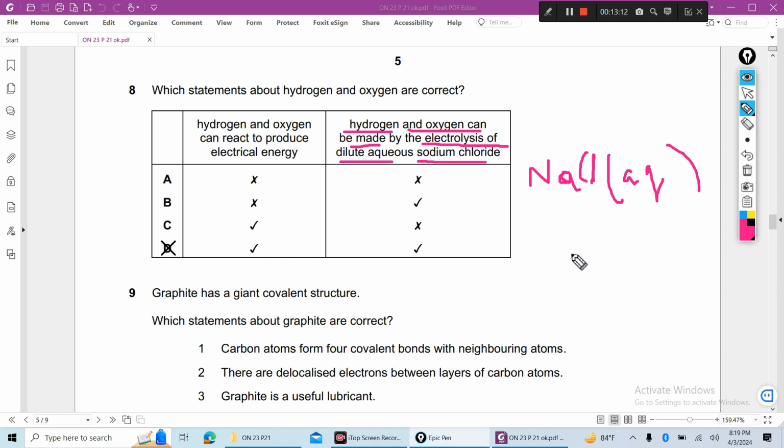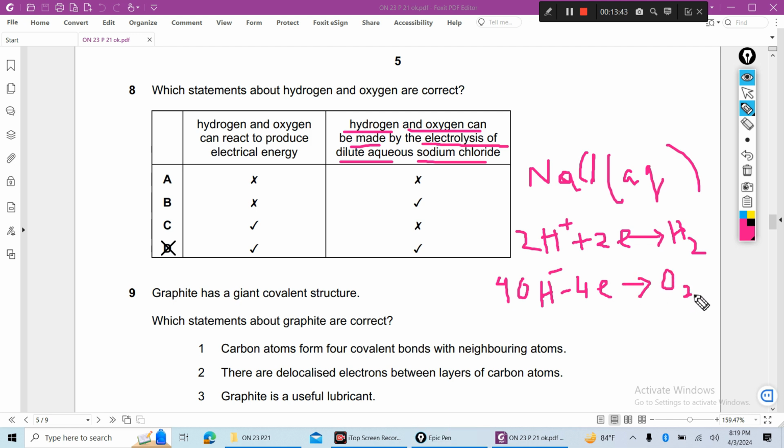During electrolysis at the cathode, hydrogen ion gains 2 electrons to produce hydrogen, and at the anode, hydroxide ion loses electrons to produce oxygen plus water.